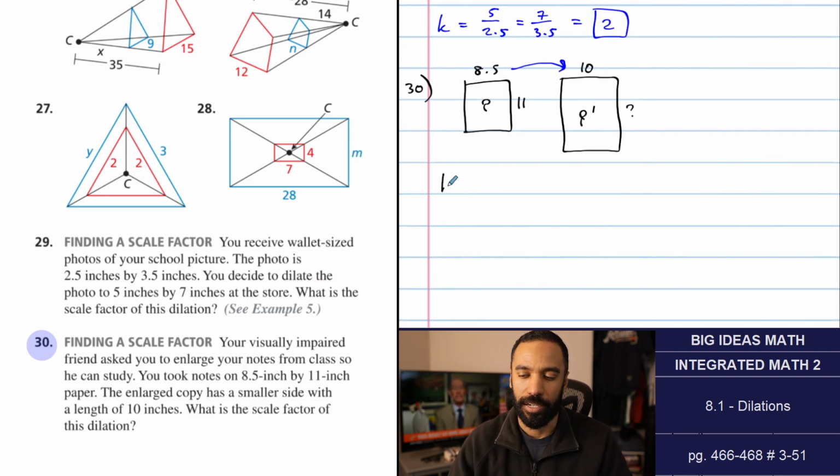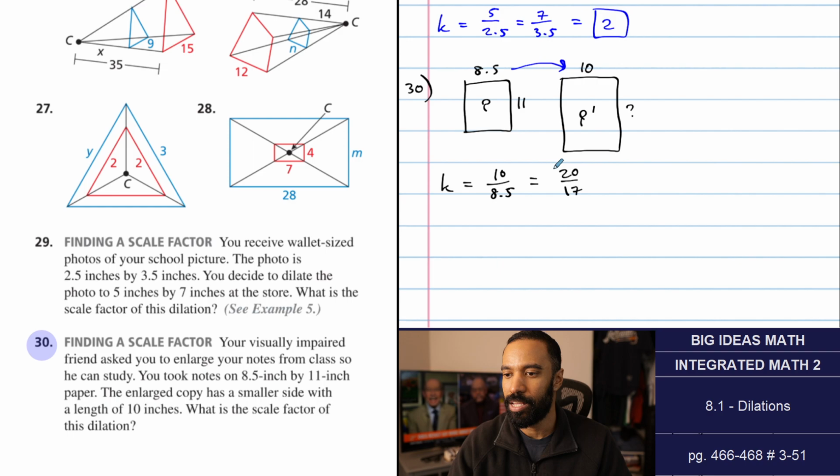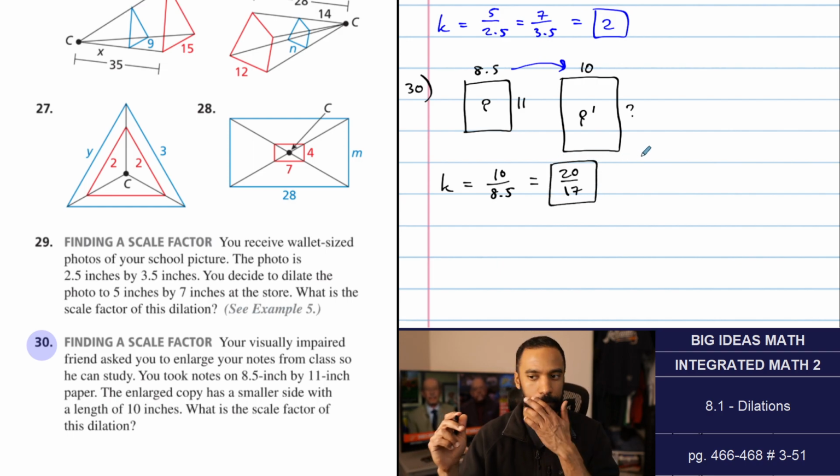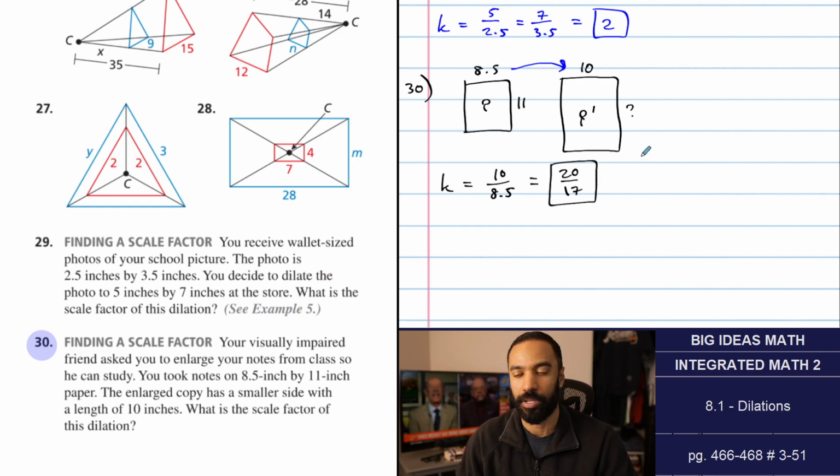So, once again, it's an enlargement. We're dividing 10 by 8.5. And if I knew off the top of my head, well, I don't. I'm going to multiply both sides, top and bottom, by 2 to get 20 over 17. Yeah, it's 20 over 17. That's the number. And it's not a pretty decimal, so I wouldn't go into the decimal version of that. But that is the scale factor of the dilation there.